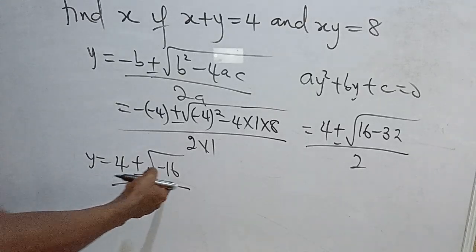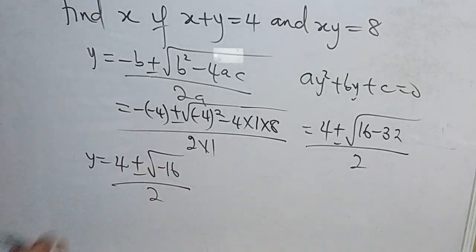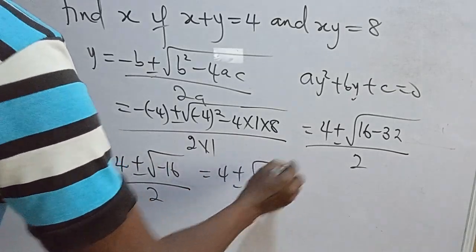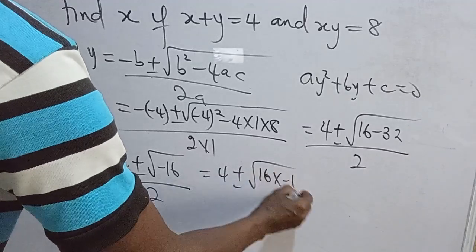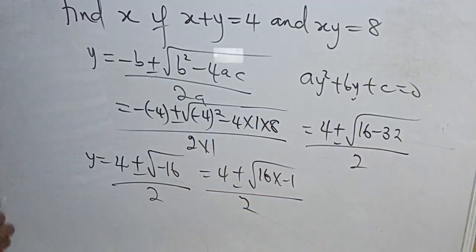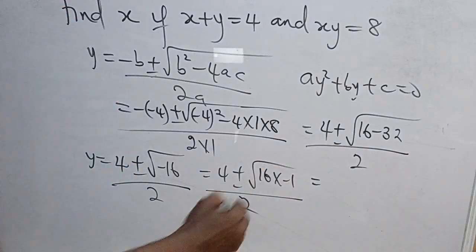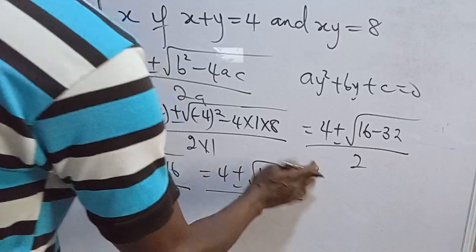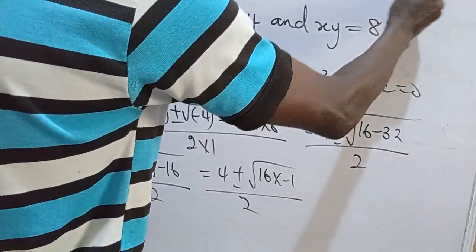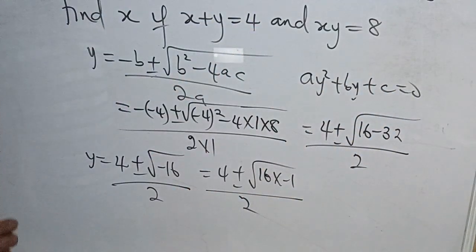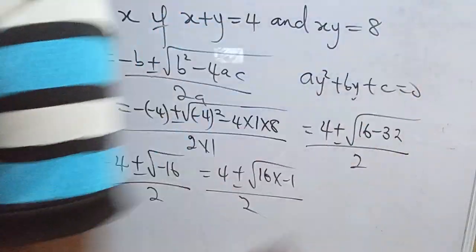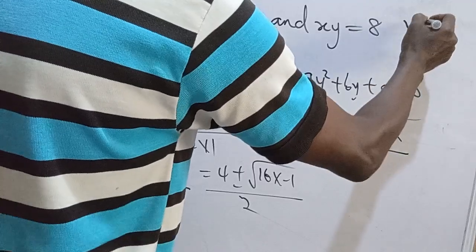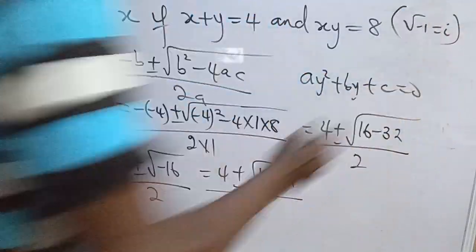Now with this, we have gotten a complex number, because minus 16 is not a real number. So how do we write this? We say 4 plus or minus the square root of 16 times minus 1, all over 2. Note that in complex numbers, root minus 1 is equal to i. Root minus 1 is equal to i in complex numbers.